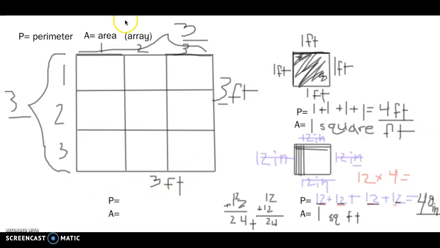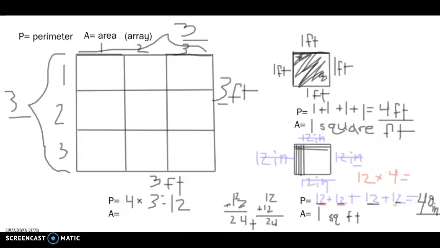So what's my perimeter? I have 1, 2, 3, 4 sides that are 3 feet. What is 4 times 3? That's like saying 3 plus 3 plus 3 plus 3. I'm counting 3 4 times. 1, 2, 3, 4. Well, 4 plus 4 is 8. Add another 4, that is 12. If you knew your math facts, right? Fact fluency, 4 times 3, that's 12.